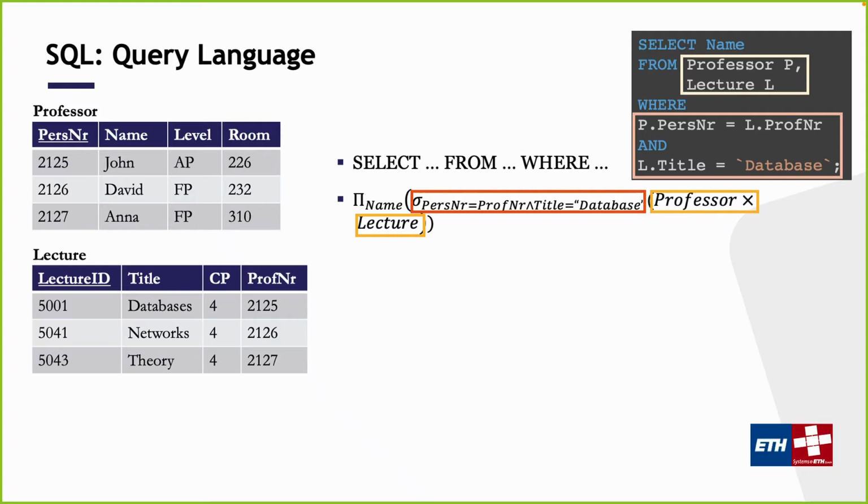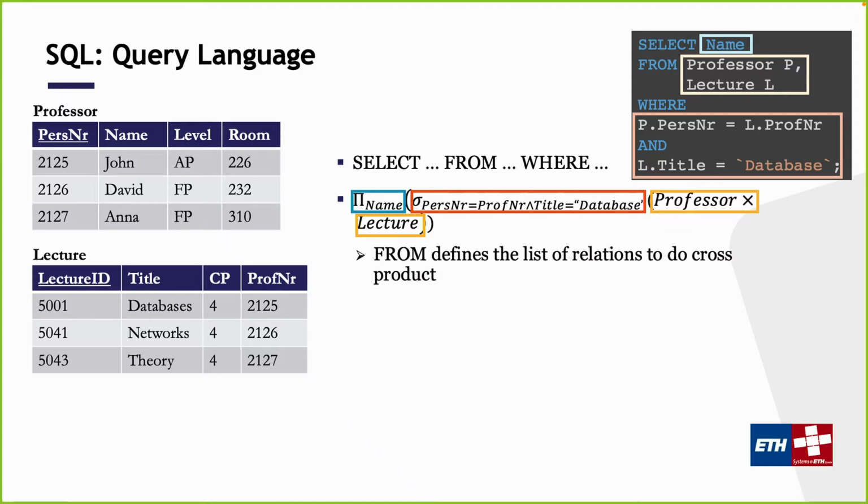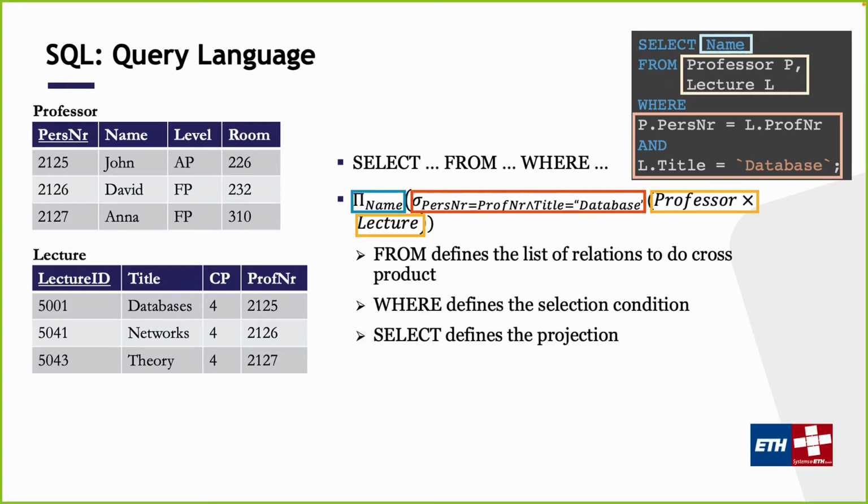You can, for example, do a natural join, which becomes essentially equality under the selection. You can do other things. So after where are all the conditions that you use to filter tuples in that cross product. Okay? You can do theta join, you can do a whole bunch of things. And then of course everything after select is the projection. It's the tuple that you are going to keep. Okay, essentially from defines the relation, where you want to do cross product or join. Where defines the selection condition, and select gives you the projection.